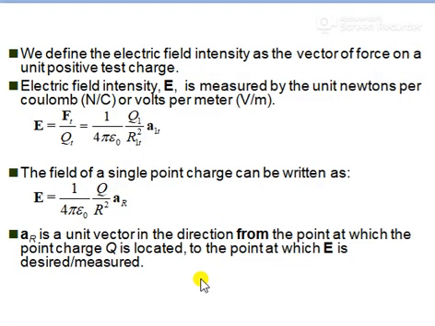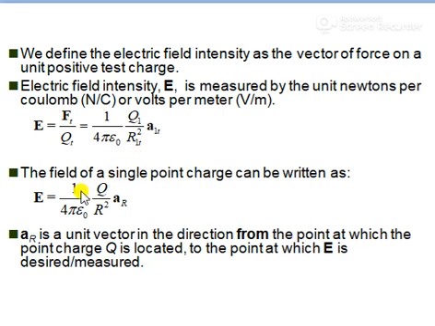Next, we define electric field intensity as the vector of force on a unit positive test charge. Electric field intensity E is measured in units of newtons per coulomb or volts per meter. So Et is Ft by Qt, that is 1 by 4 pi epsilon naught Q1 by R1t square A1t.